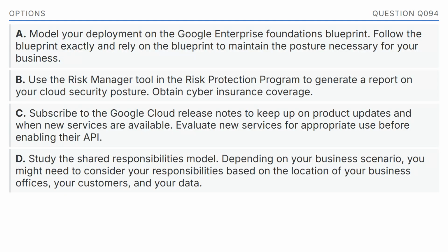The options are: Option A, model your deployment on the Google Enterprise Foundation's blueprint. Follow the blueprint exactly and rely on the blueprint to maintain the posture necessary for your business. Option B, use the Risk Manager tool in the Risk Protection Program to generate a report on your cloud security posture. Obtain cyber insurance coverage. Option C, subscribe to the Google Cloud release notes to keep up on product updates and when new services are available. Evaluate new services for appropriate use before enabling their API.